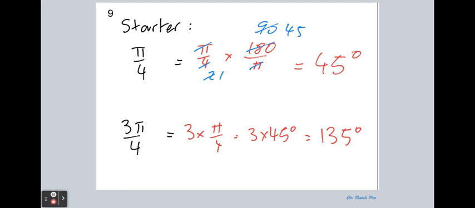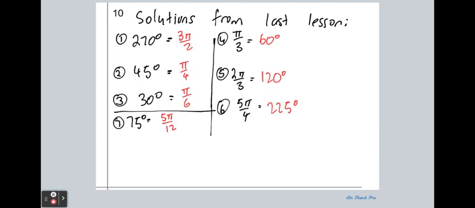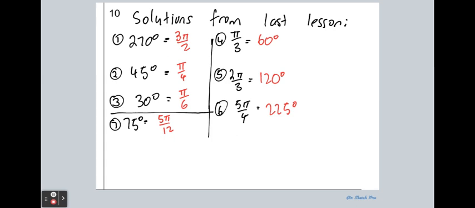Particularly since pi on 4 is going to be one of those really common ones. Pi on 3, pi on 6, pi on 4 are really common, and you'll see that with these solutions here. These are the solutions from last lesson. Please feel free to write them down if you didn't get them, or to tick them off. They were supposed to be completed for homework.